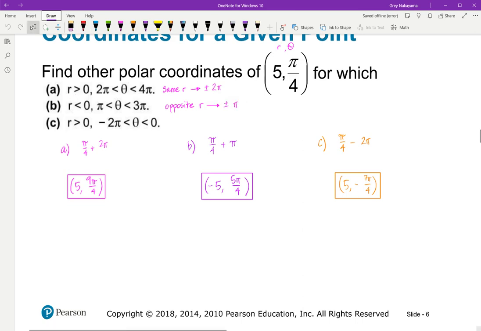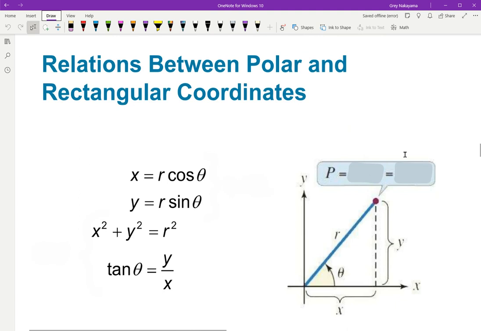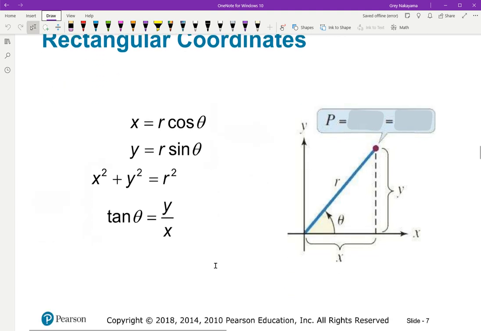And that's what I just did in those 3 examples. Okay? Now, those are points. Now we got to talk about, well, we're still going to switch, how to change between polar and rectangular coordinates. Okay? These 4 equations are the most important and what you need to know.